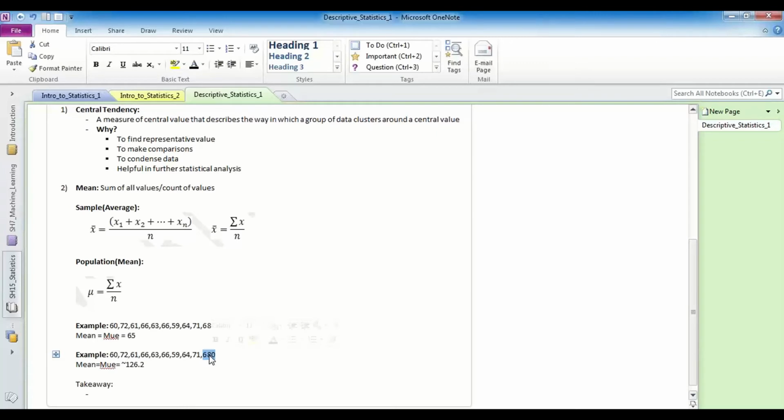Representation of the data. No. So we say that mean is sensitive towards your outliers. Guys, it's not an outlier. The rest of the data points are hovering around 59 to 72. Suddenly, one of the values, 68, has got updated to 680. Is it an extreme value, an anomaly in the data, or not?